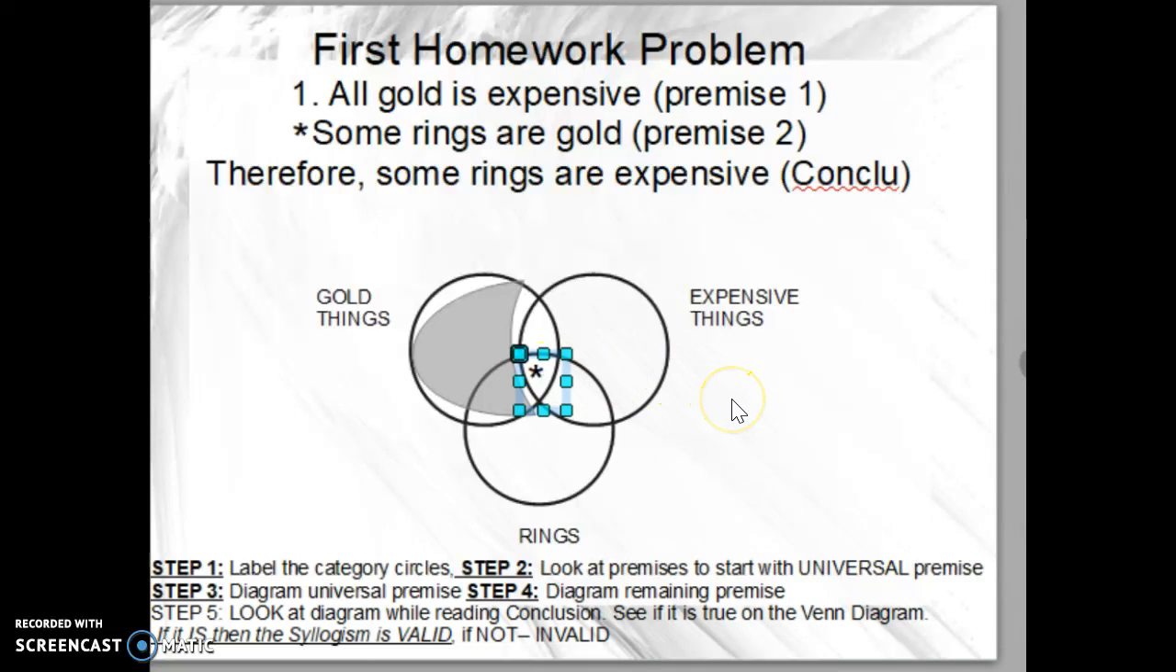So we've done the 2 premises. Now we have to look at the conclusion. Therefore, some rings are expensive. So I go back to my ring circle. It says some rings are expensive. My star reminds me that there's at least one in here, at least one gold ring. And we can look from our diagram and see that it's also in the expensive circle. So that tells us that yes, there are at least some rings, at least that one is expensive. So in this case, we would say that this is valid.